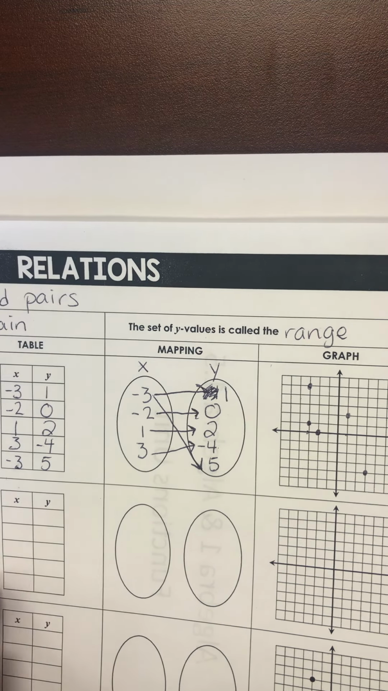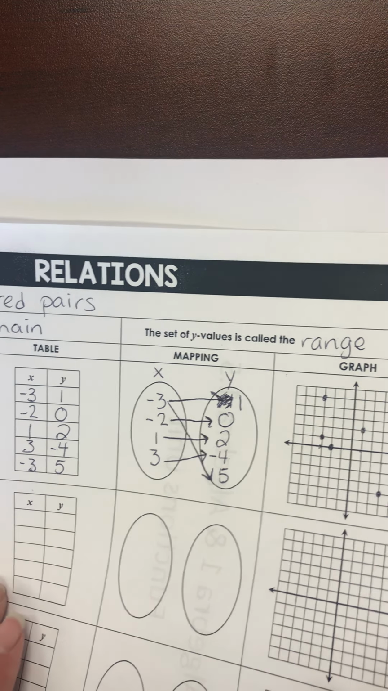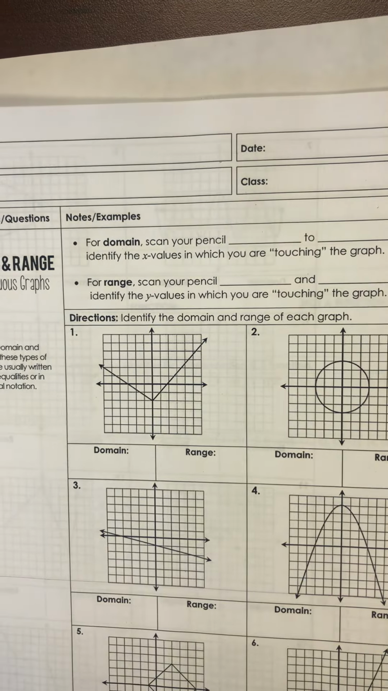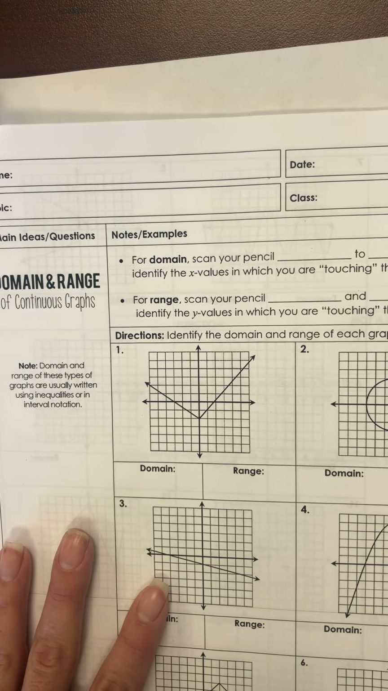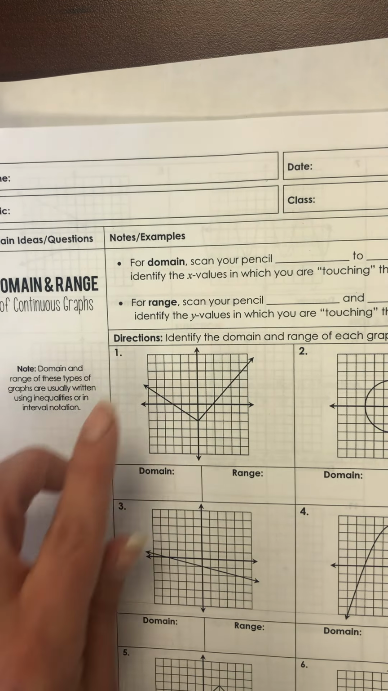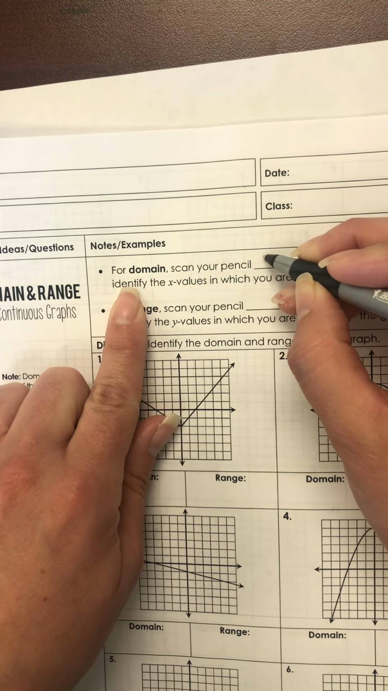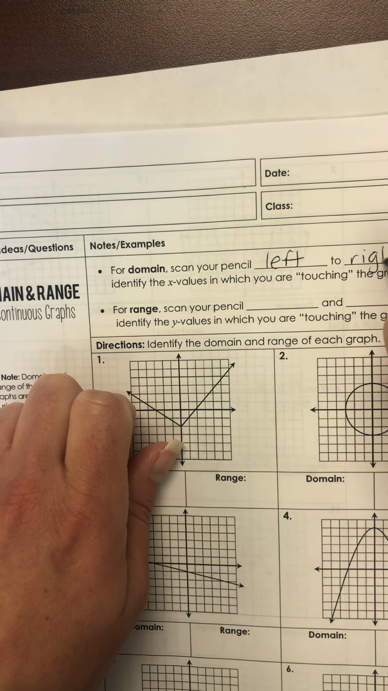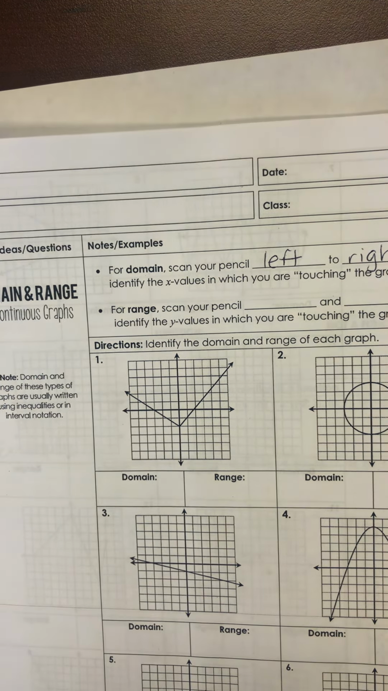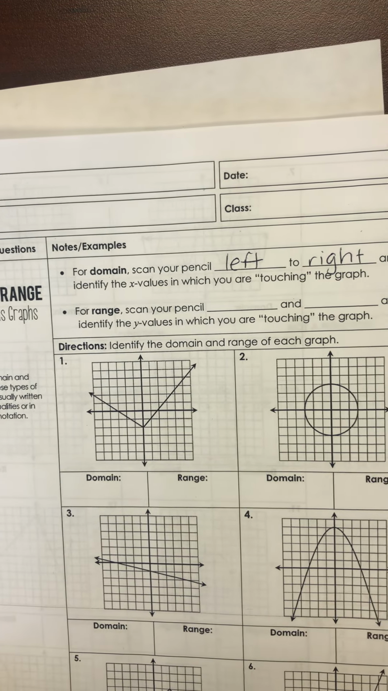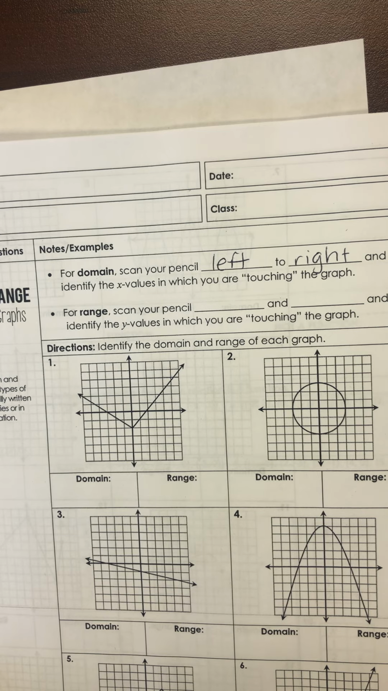We're going to learn about domain and range when they give us a graph this time also. So go ahead and flip to page 2. On page 2, we're talking a little bit more about domain and range. For domain, you scan your pencil left to right and identify the x values in which you are touching the graph. Because remember we said that domain means the x values.